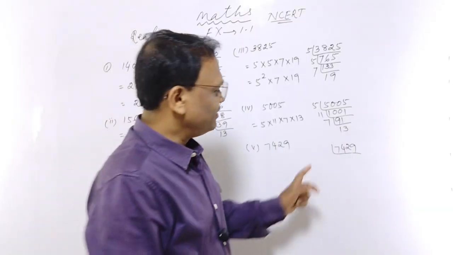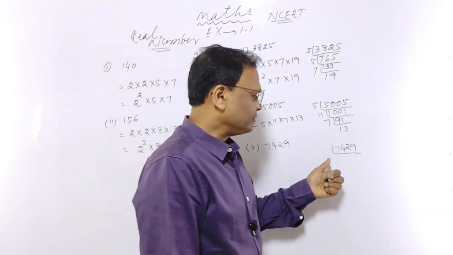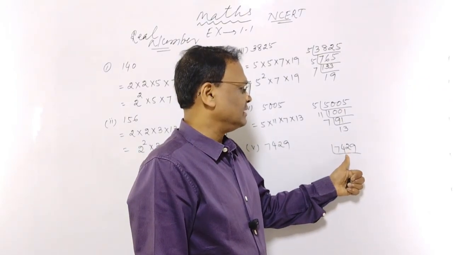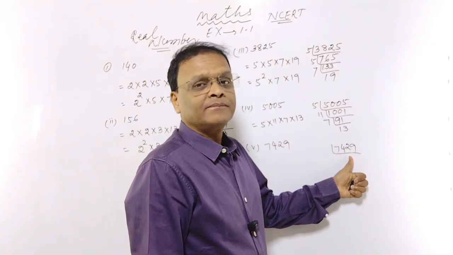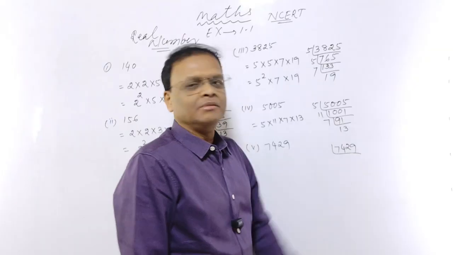14 no chance. 15 no chance. 16 no chance. 17: 17 4s are 68. 74 minus 68 is 6, giving 62. 17 3s are 51. 62 minus 51 is 11. It's divisible.